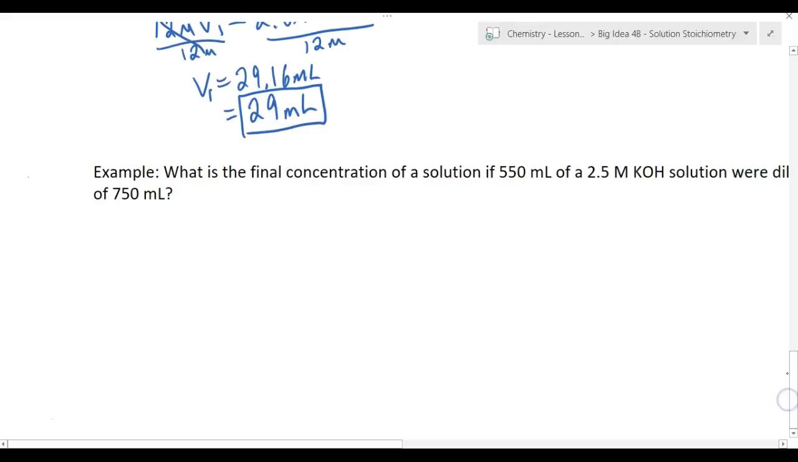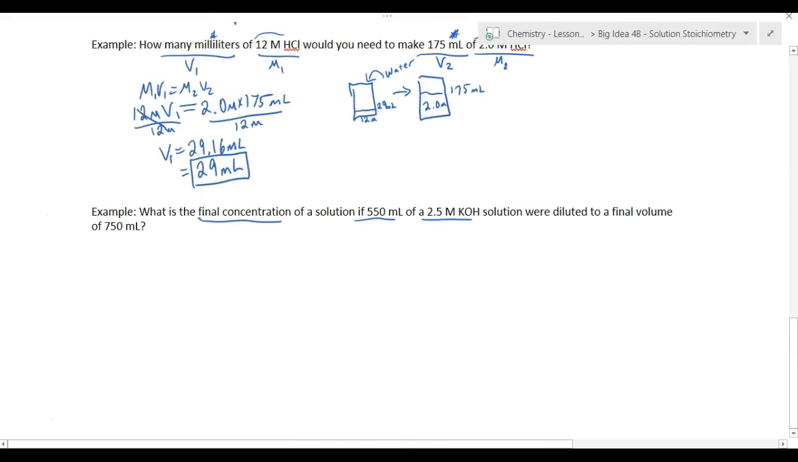Alright, now our third one, this is our last example. It says, what is the final concentration of a solution if 550 milliliters of 2.5 molar KOH solution were diluted to a final volume of 750 milliliters. Now the way they word it, it has your M2 in the beginning and your V2 at the end. The reason why is it says final concentration right here, final volume right here. So you've got to make sure you pair those together. That means this is your V1 and your M1. Okay, so now you can plug it straight into your equation.